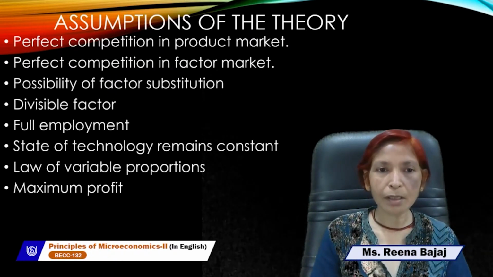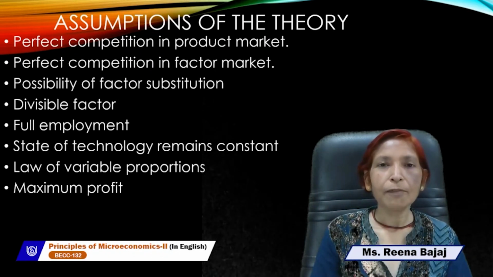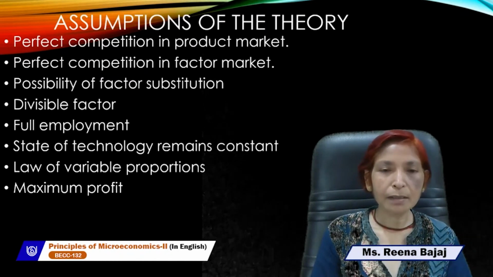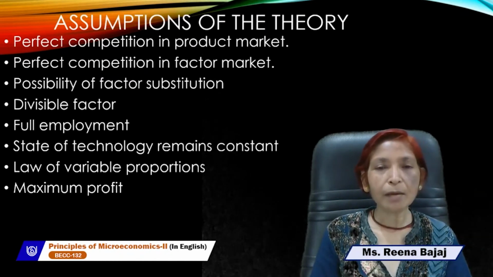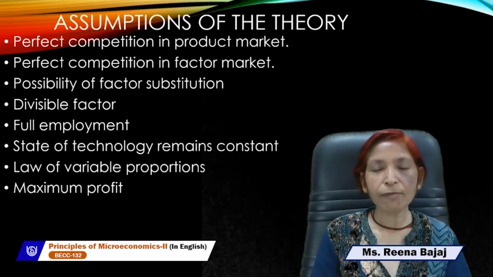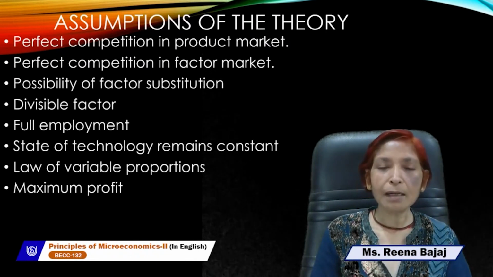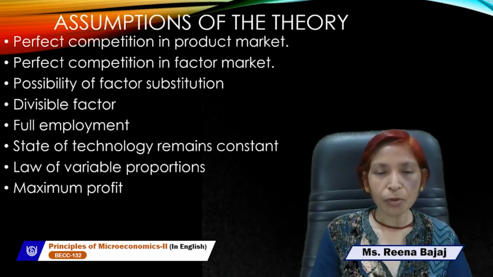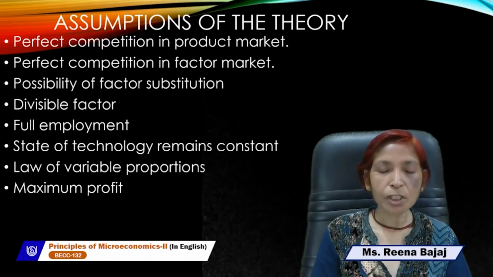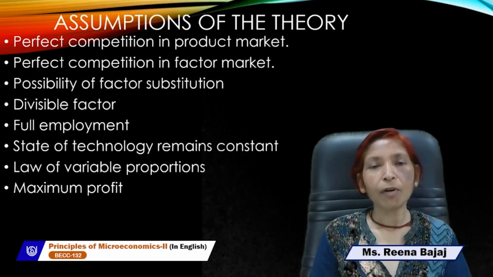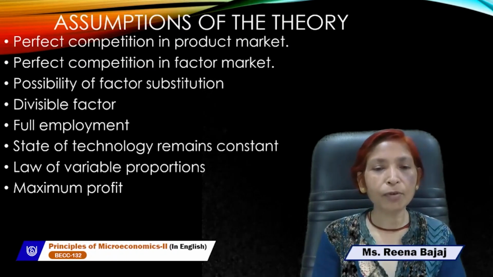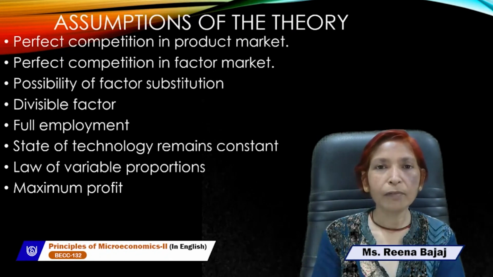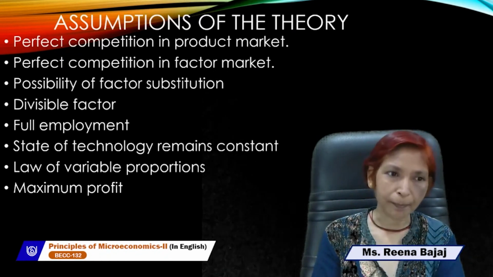and the same perfect competition exists in the factor market. Factors are four: land, labor, capital, and entrepreneur. The factor market is that market where factors are sold and purchased. Factors are those inputs which are necessary for the production of any type of goods and services. Without using factors, we can't produce any commodity.